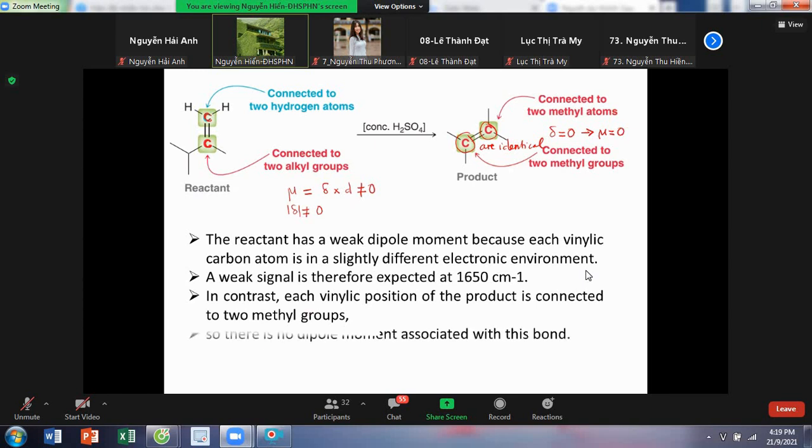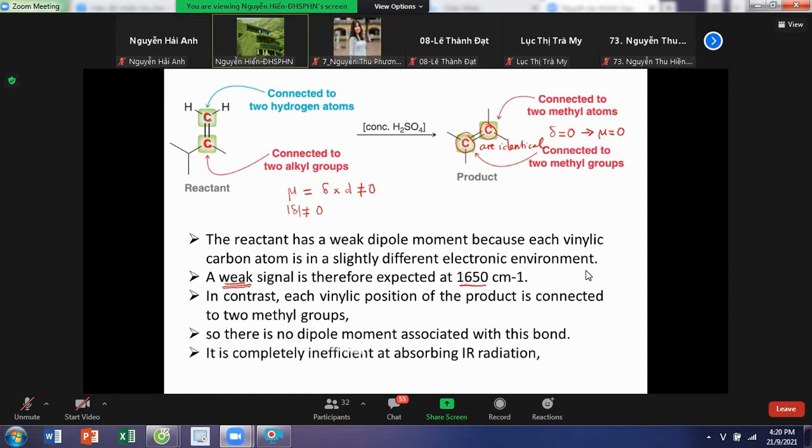A bond that does not have dipole moment will not absorb infrared radiation. On the other hand, a bond with a small dipole moment will produce signals. They are weak signals, but they are there at about 1650 centimeters to the minus 1. So you have a very different spectrum between the reactant and the product.